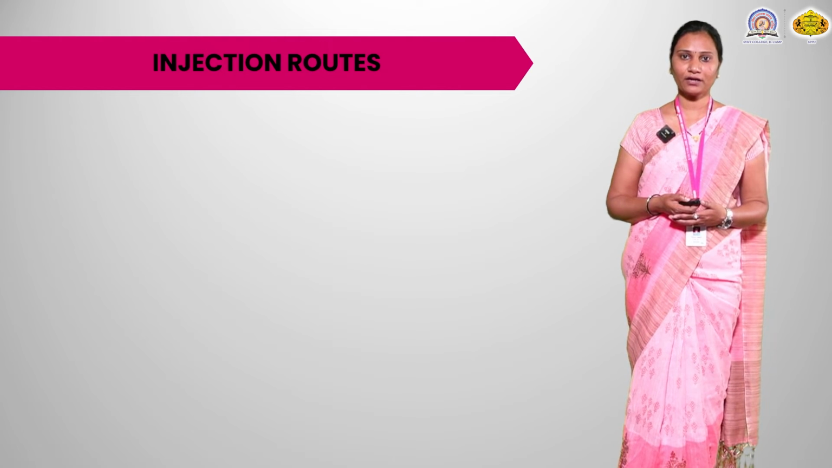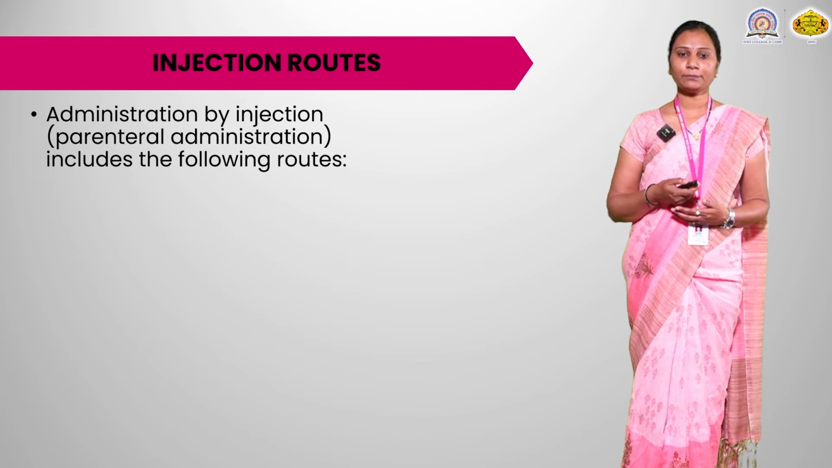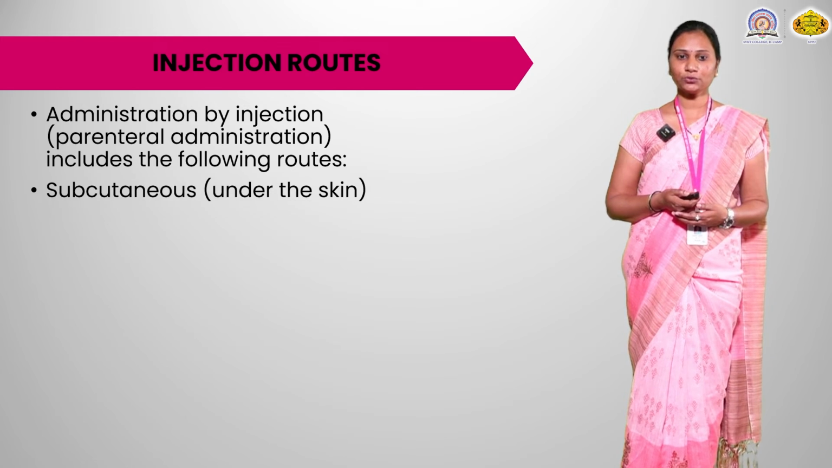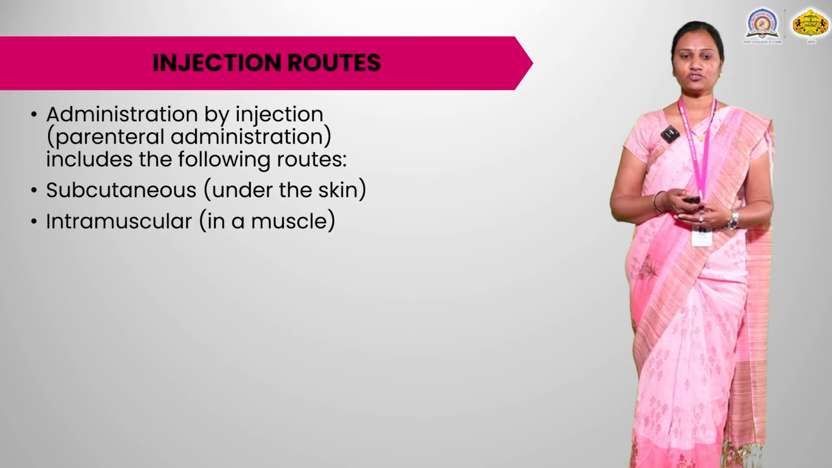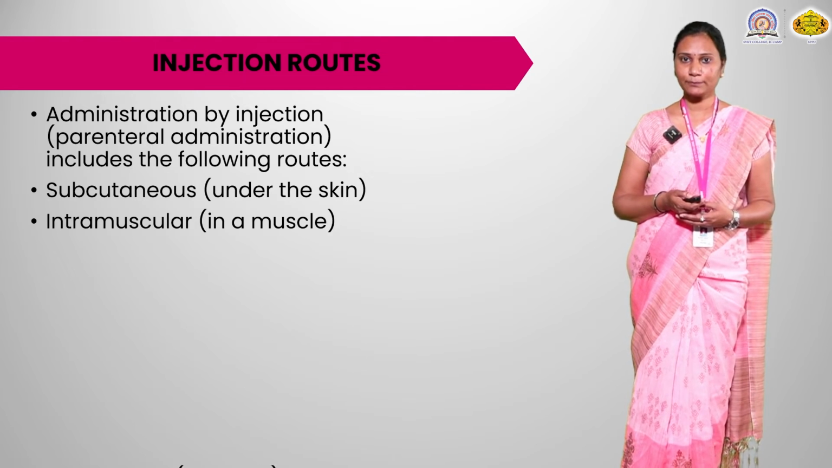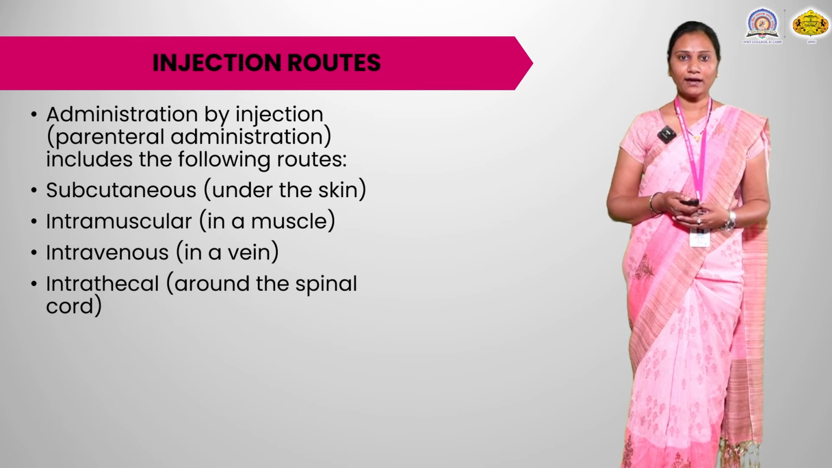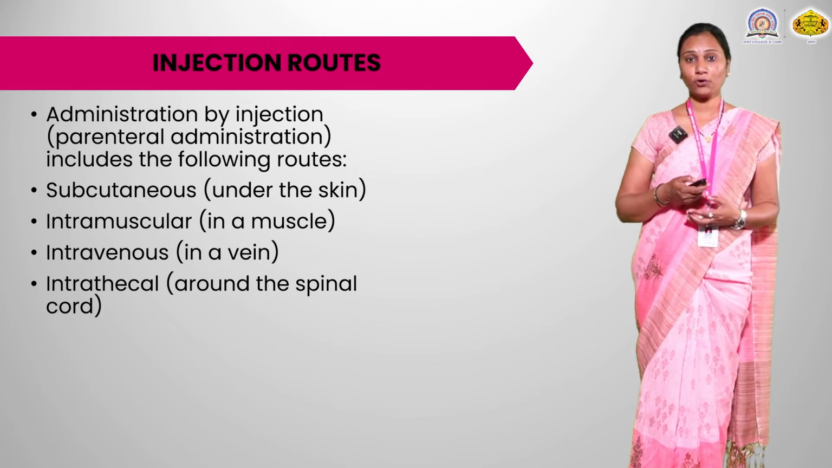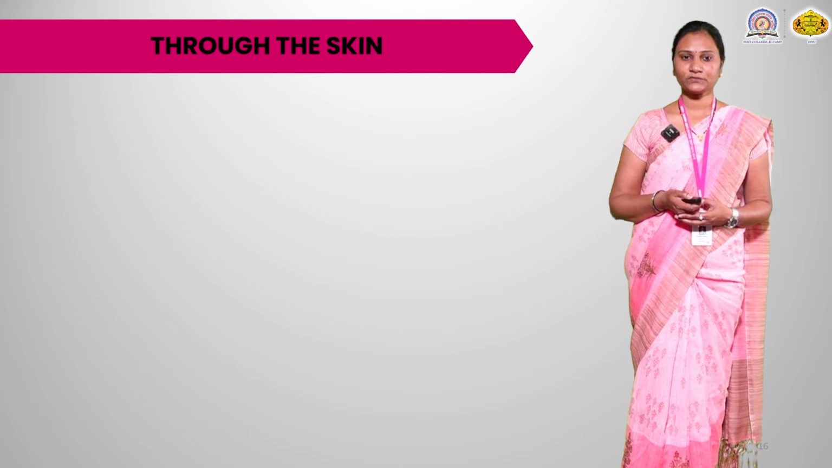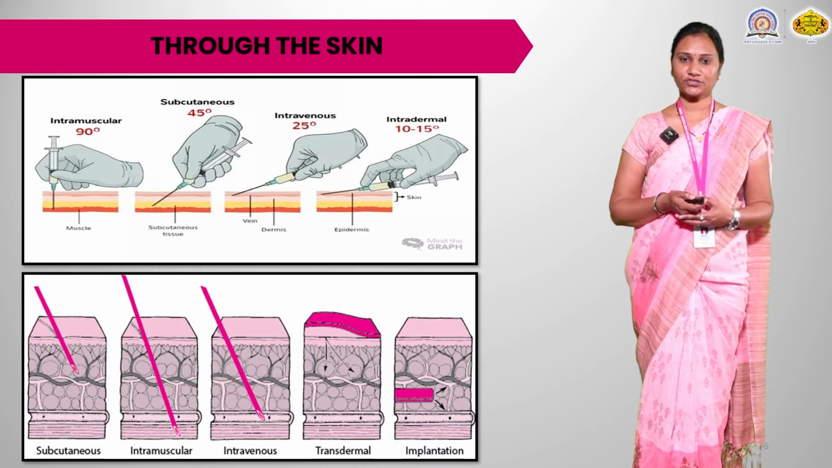The second mode is via various types of injections, or parenteral route you can say. So administration by injection includes different routes. The major route is subcutaneous, that is under the skin. Second one is intramuscular, that is in the muscle. The third one is intravenous, that is in the vein, and the last one is intrathecal, that is in your spinal cord. So these are the various routes of drug administration via injection.